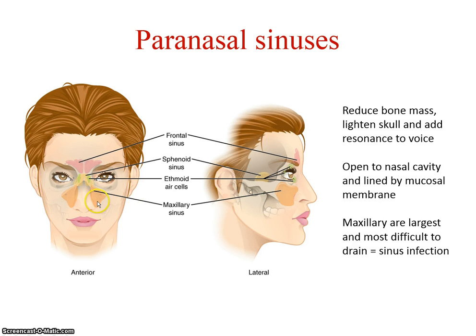All right, so we said we had the maxillary and the frontal, and then we have ethmoid and sphenoid, kind of color coded to see this. So these are lined with mucus, and they are there to reduce the weight of the bone, and they add resonance to your voice. So the timbre, the quality of your voice is affected by these. They open up to the nasal cavity, so they're not isolated inside these bones. They drain into that. That's why you can get sinus drainage.